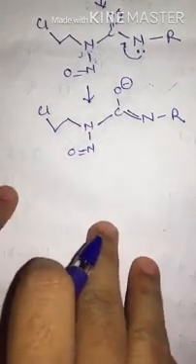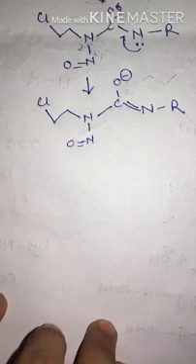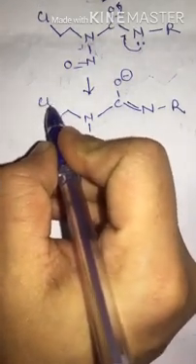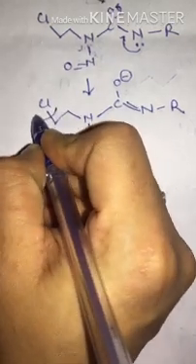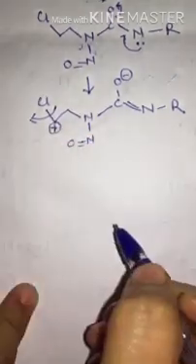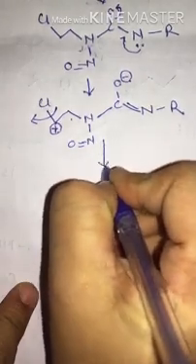Now this step varies from the first pathway in a manner that there is a formation of an oxazolidine ring in the structure. Now how is that oxazolidine ring formed? The chlorine here is a good leaving group, so it leaves, giving a slight positive charge to this carbon. Now this plus and this minus form a bond and undergo cyclization.